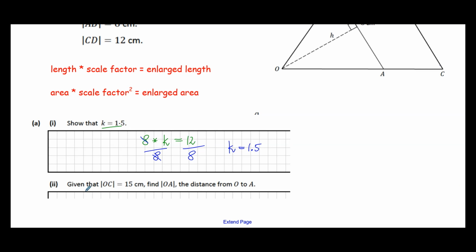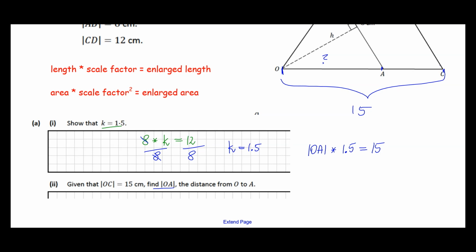Now, next part. Given that OC, so from here to here, the enlarged length, is 15, we have to find OA, meaning this part, the length that is not enlarged. So how do we do that? Again, we use the same idea. The length I'm looking for is not enlarged, so that's my OA, and that length multiplied by the scale factor, which we know now is 1.5, will give me the enlarged length, in this case 15.